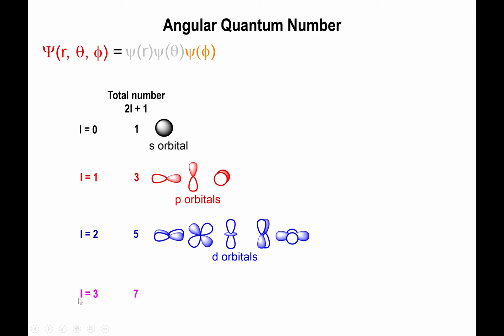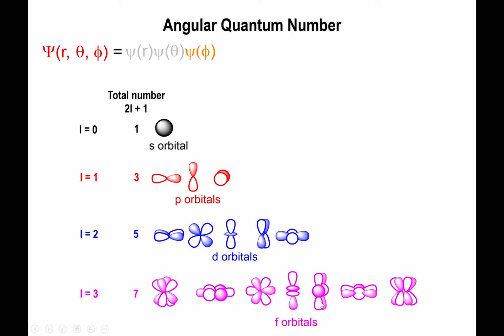Now for the values of L equals 3, which correspond to f orbitals, we now have 7 possibilities. And there are 7 f orbitals that actually do exist and play a role in the chemistry of certain elements. Now, I personally don't want you memorizing how to draw the f orbitals. I'm keeping them here for good measure. They're kind of interesting to look at. But the ones that are the most important for you to know are the s and p's.